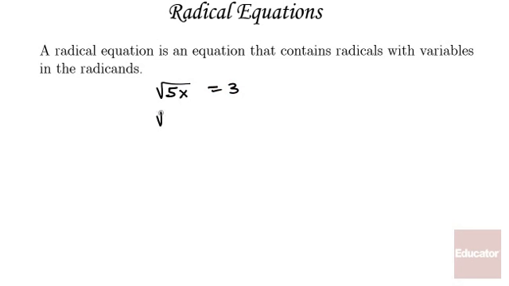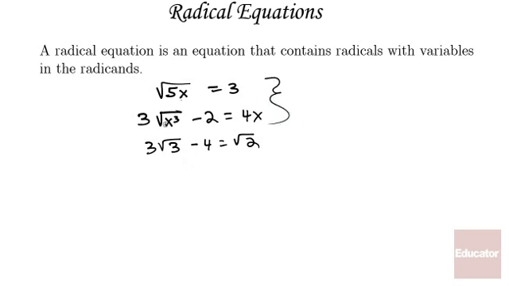Same with 3 times x to the third minus 2 equals 4x. Okay? However, if you're talking about something like this, that's different. That does not actually contain a variable in the radicand. So what we're talking about today are equations of this type, where there are actually variables as part of the radicand.